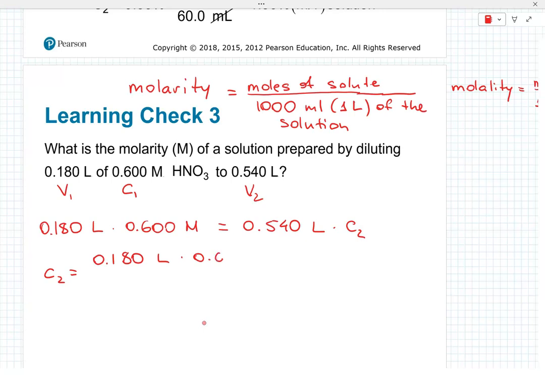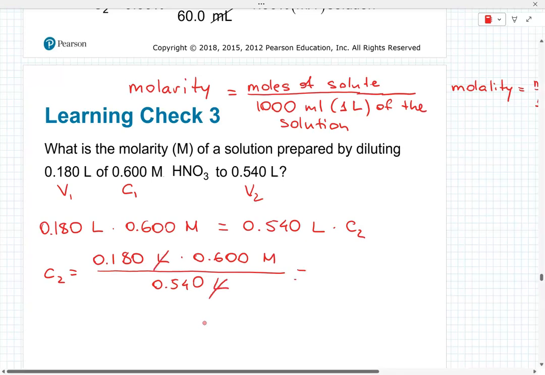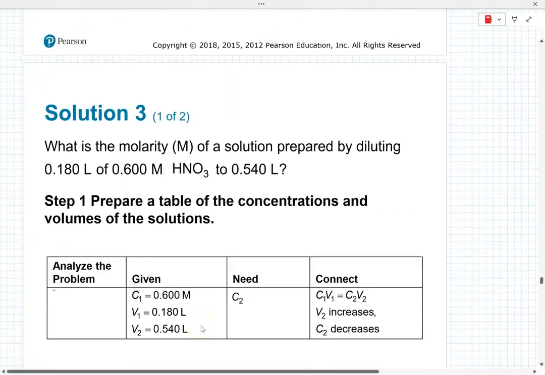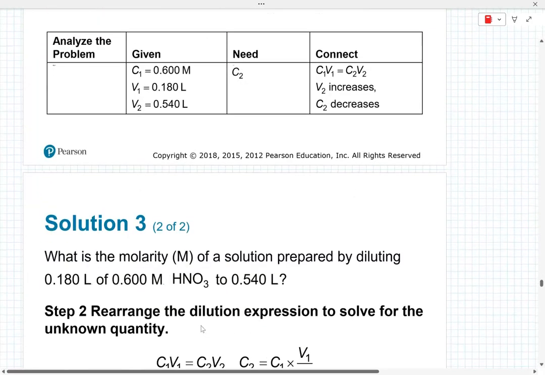So C2 is 0.180 liters multiplied by 0.600 moles per liter divided by 0.540 liters. Liters cancel each other out and you have 0.200 molar solution. A good check to keep in mind: if the problem says diluting, the concentration in the answer should be lower than the first concentration in the question. Does it make sense to you? Okay.